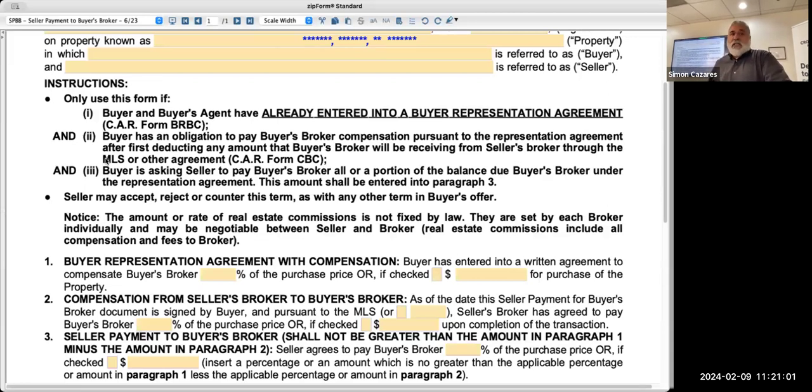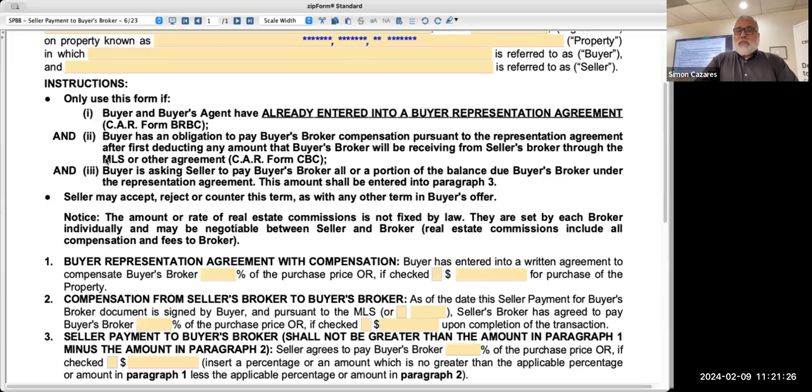Okay, so again, this is a negotiation. Seller may accept, seller may reject, or seller may counter this and say, look, you have an agreement with the buyer. Therefore, if the buyer's going to pay you 1%, I'm going to reduce the compensation, is basically what this is saying to the buyer. So be very careful in how you approach these agreements.